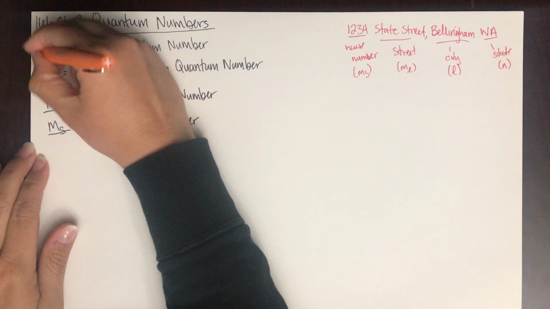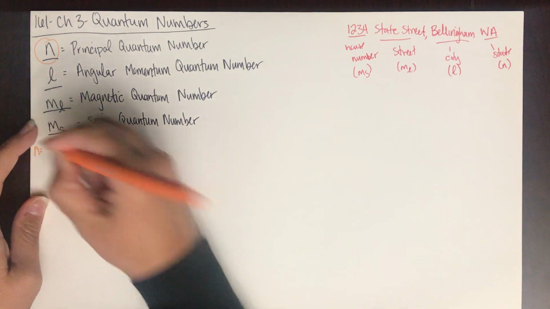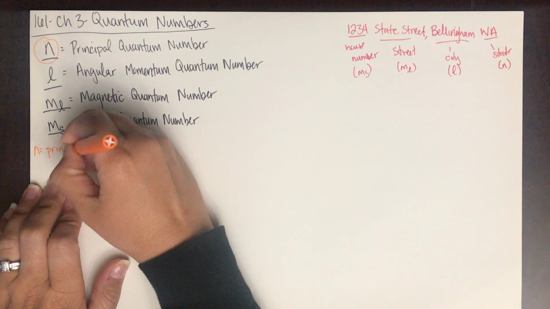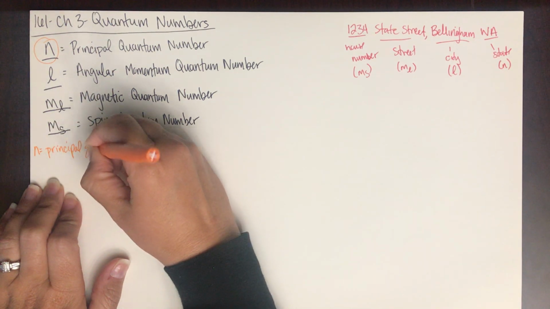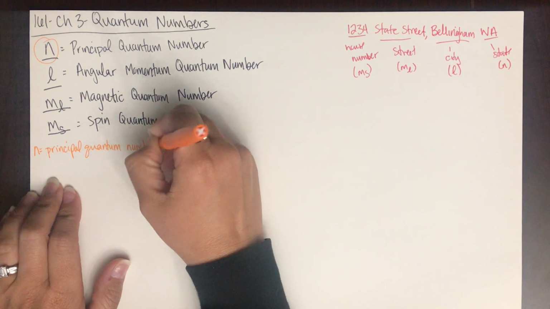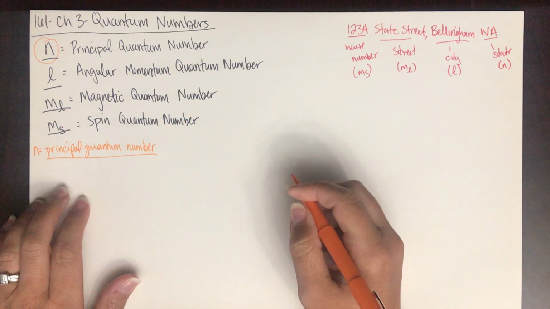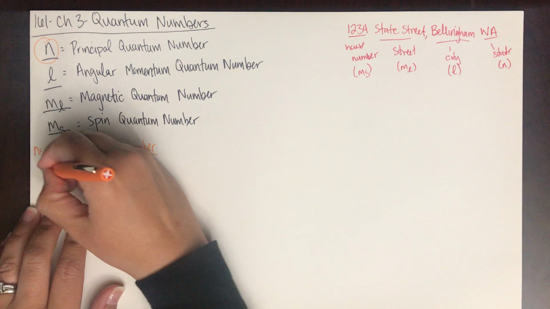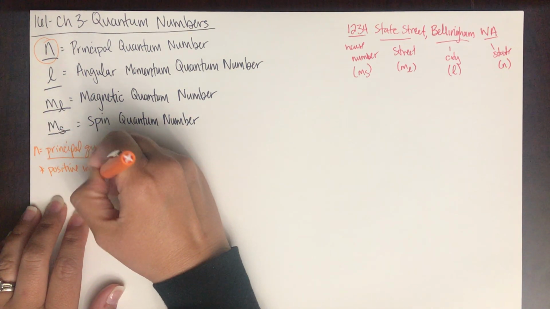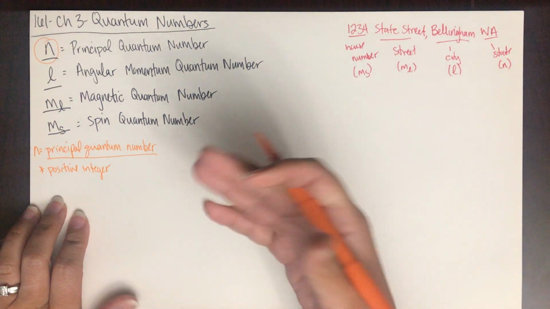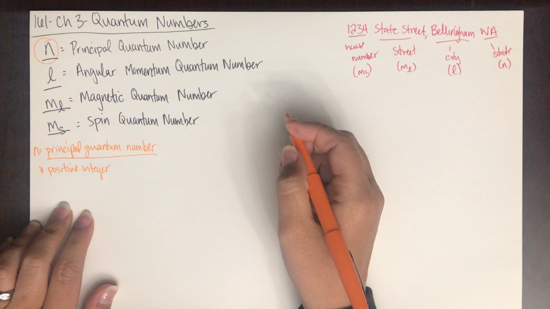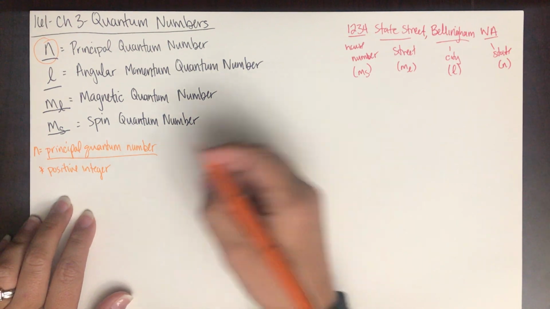So n, the principal quantum number. What the principal quantum number is, is a positive integer. So like 1, 2, 3, 4, it can't be 0. It describes the size and the energy of an atomic orbital.